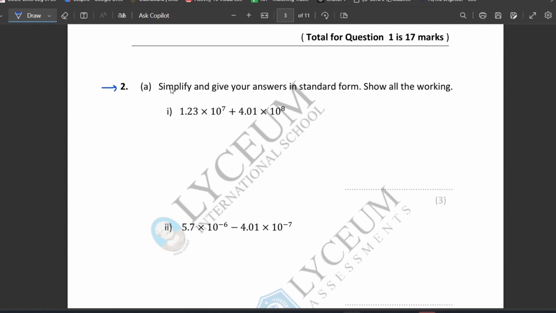Question 2, A part, simplify and give your answer in standard form. Show all the workings. Okay, first I can do the addition. When we do this, it is easier if we can take out some common factor. You can see we can take out 10 to the power 7. From this one also we can take out 10 to the power 7. You can write it like this first.